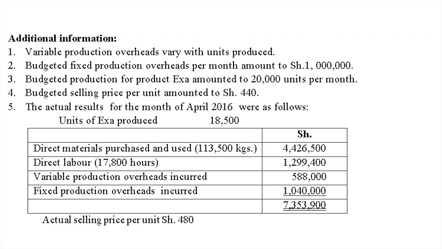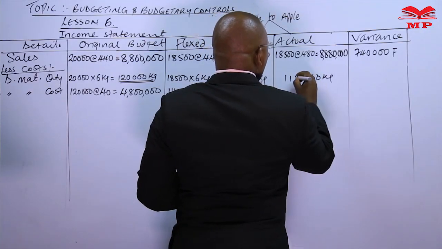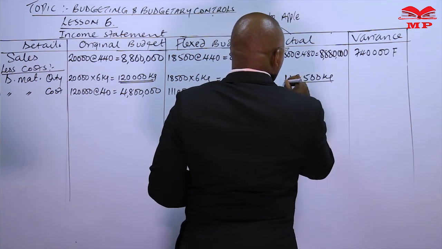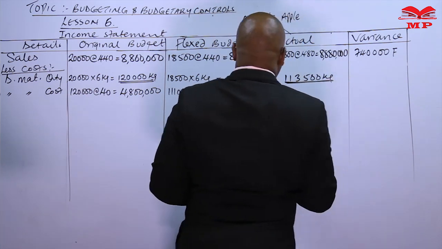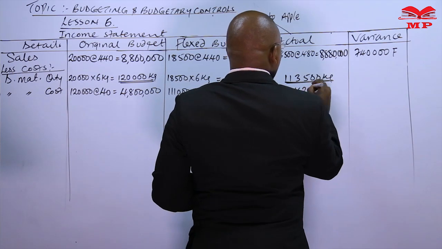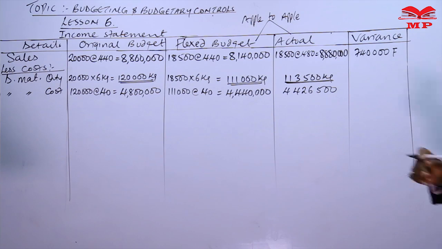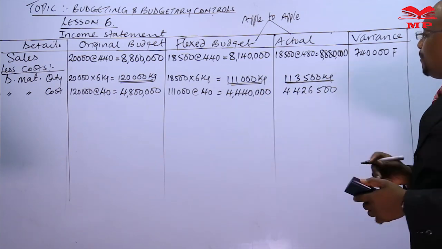But the actual given in note number 5, the direct materials used, are 113,500 kgs. We double line because that is just mere supply of information. But the cost involved, how much did we spend? You don't need to multiply. We have been given the cost of 4,426,500. As we do the comparison, we understand that we should have spent 4.44 million, but we spent 4.426.